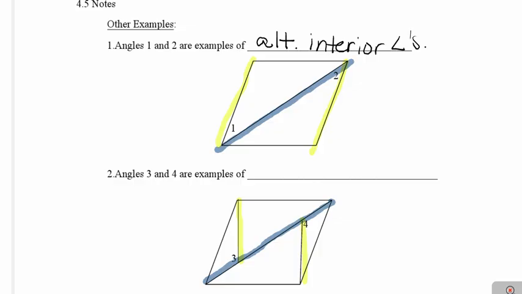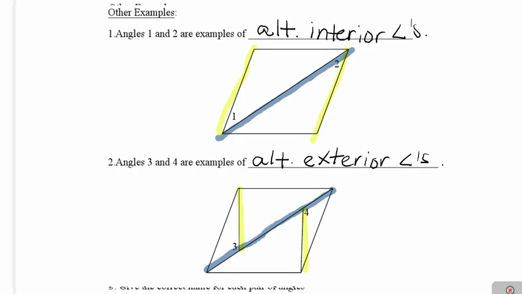Now, looking at angles 3 and 4, notice they're both outside of the yellow lines, but they're on opposite sides of the transversal. So these are examples of alternate exterior angles. Like I said, just looking at these diagrams, it's a little bit challenging to identify this at first, but if you use the different colors, it makes a huge difference. And we're going to practice using these different colors in Chapter 5 when we have to identify parallel lines and transversals.